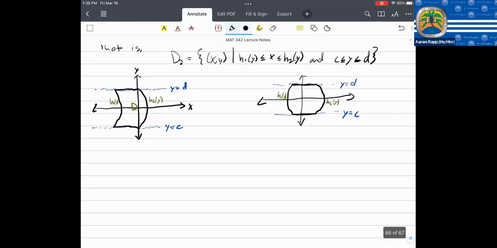We just work with some more. So I want us to consider the region in the first quadrant.